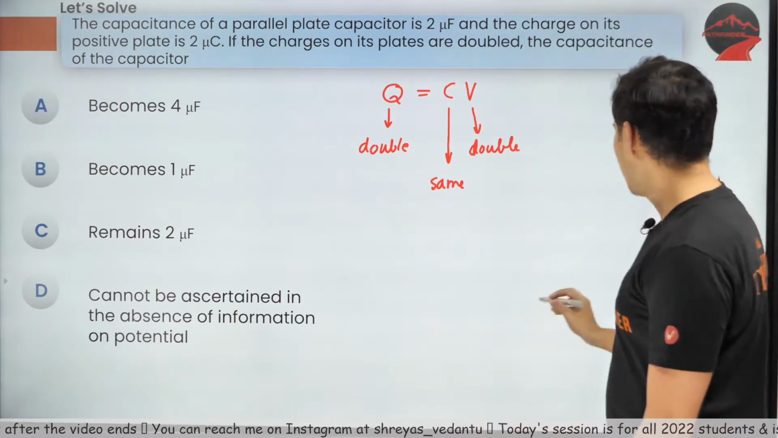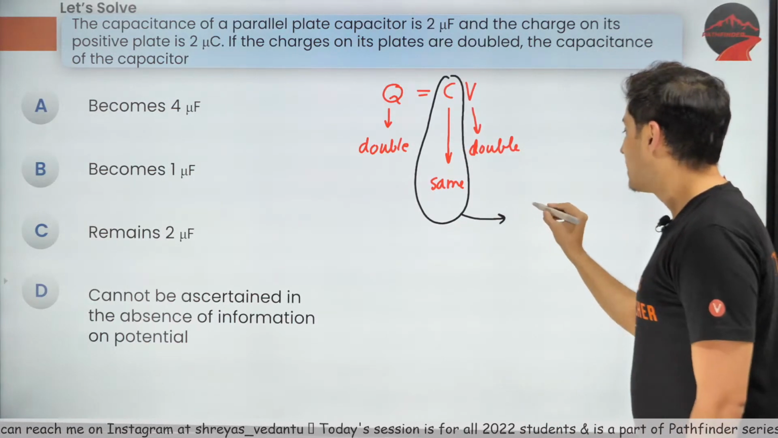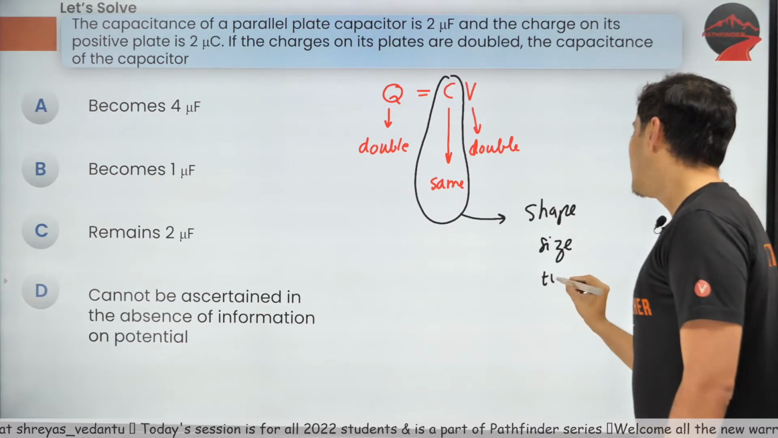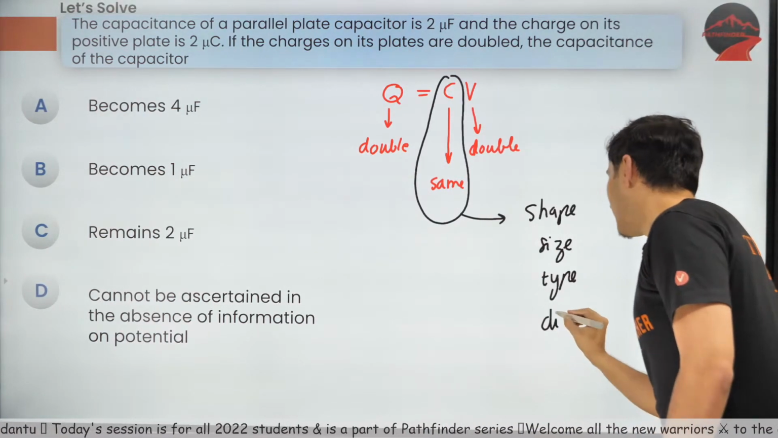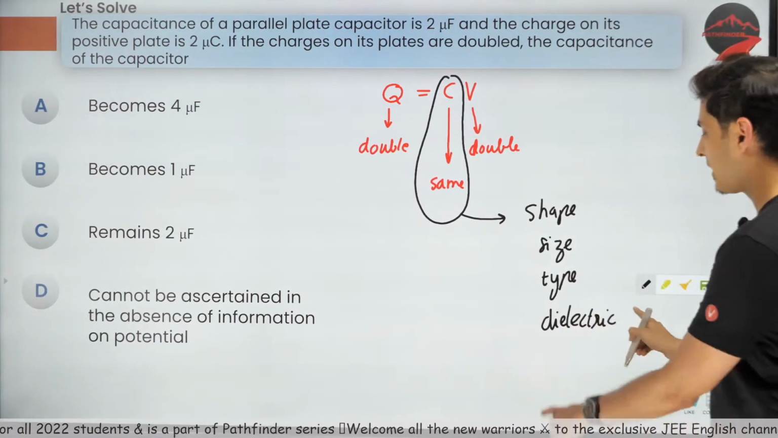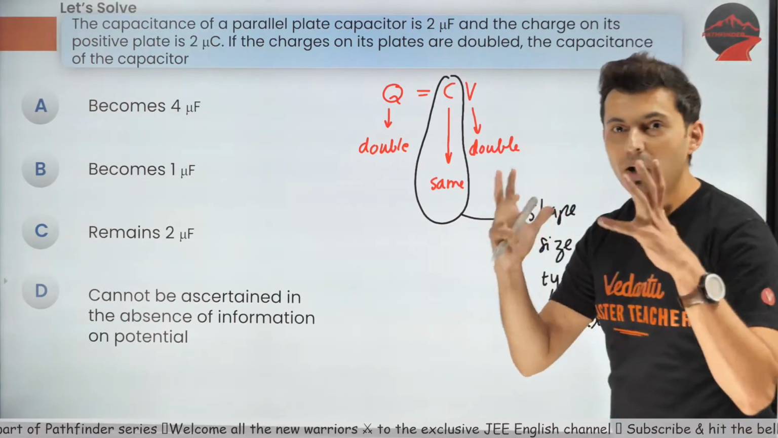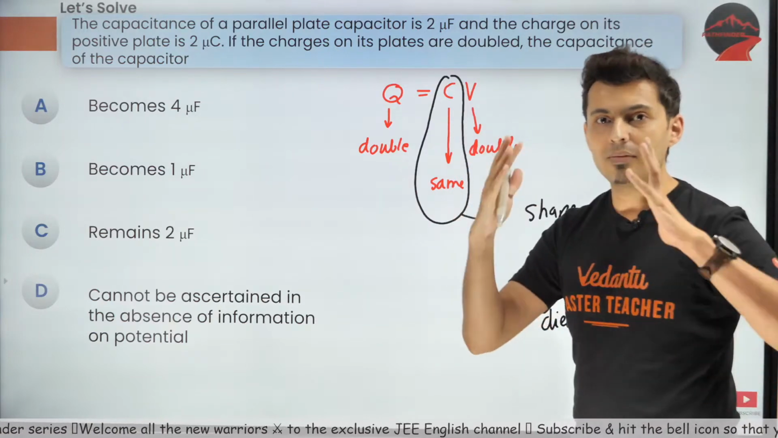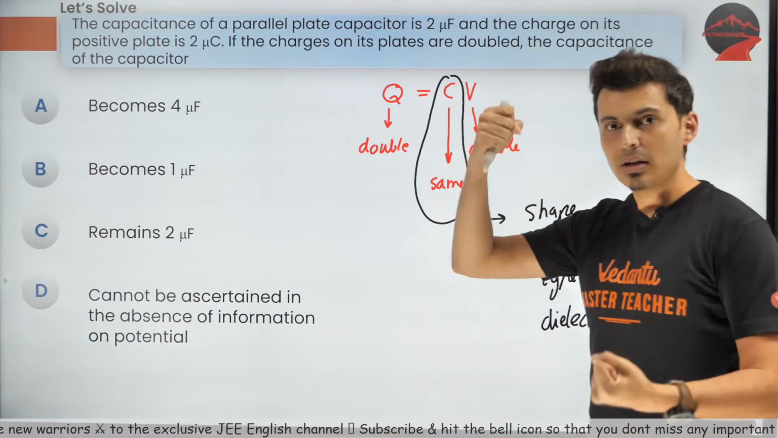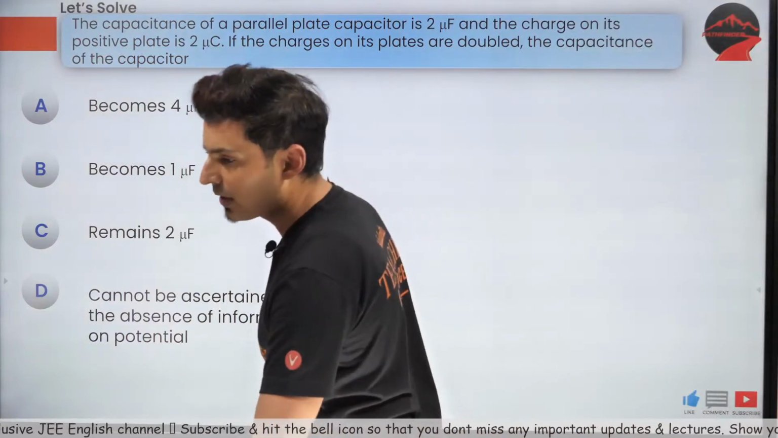Remember, capacitance only depends on the shape, the size, the type, and the dielectric material inside it. We'll be talking about dielectric in a bit, but it depends on the masala inside, the type, the size, the shape. So it depends on what kind of capacitor it is. Once you have a particular capacitor, the capacitance won't change unless you change the width, change the area, or put some masala inside it. So hence the answer is it remains 2 microfarad.